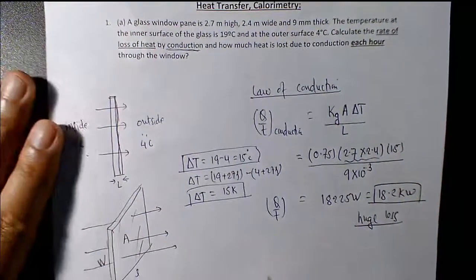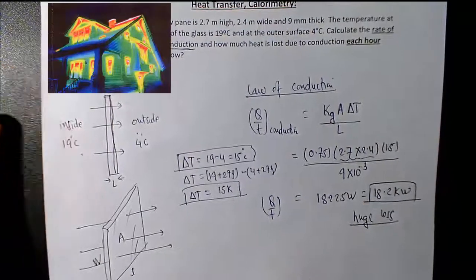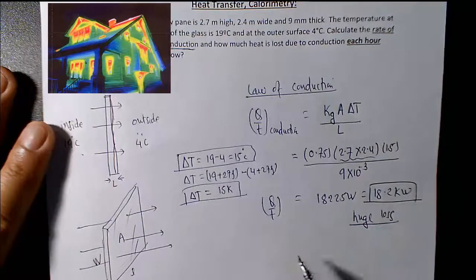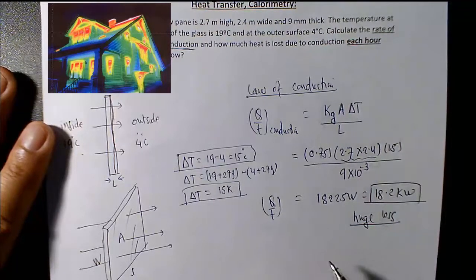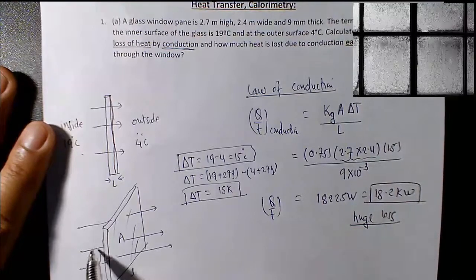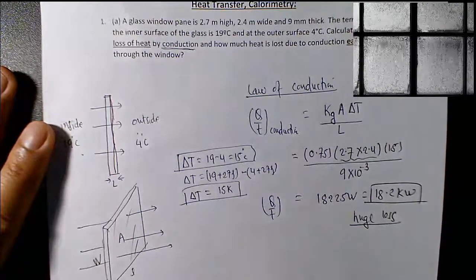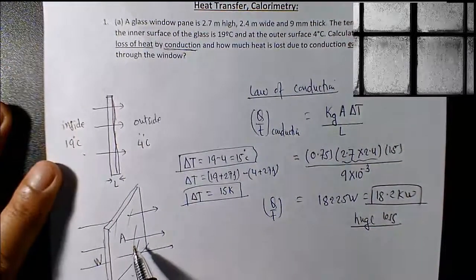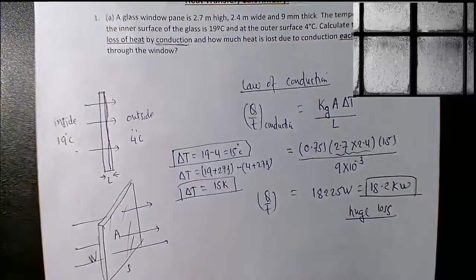If you take an infrared picture, you will see that most of the heat is lost through the window, and the result is that during winter you get a frosted window, because there's a huge loss of heat. This problem is solved by replacing this single glass window with a double glass window.